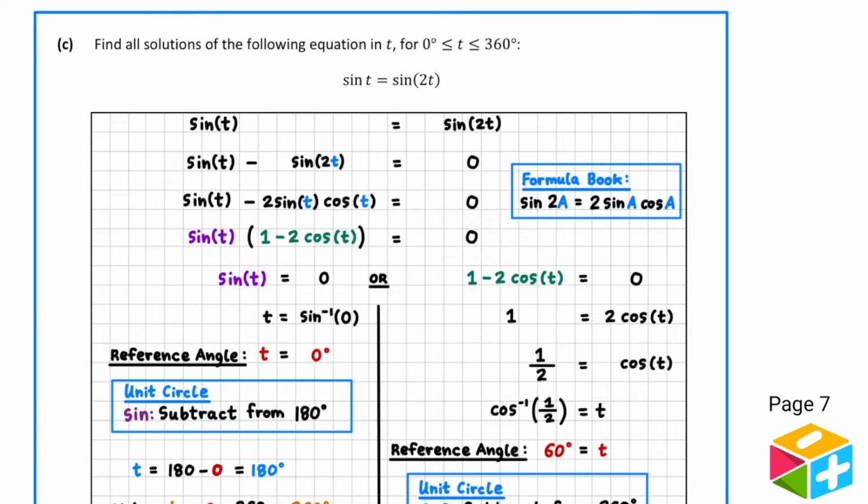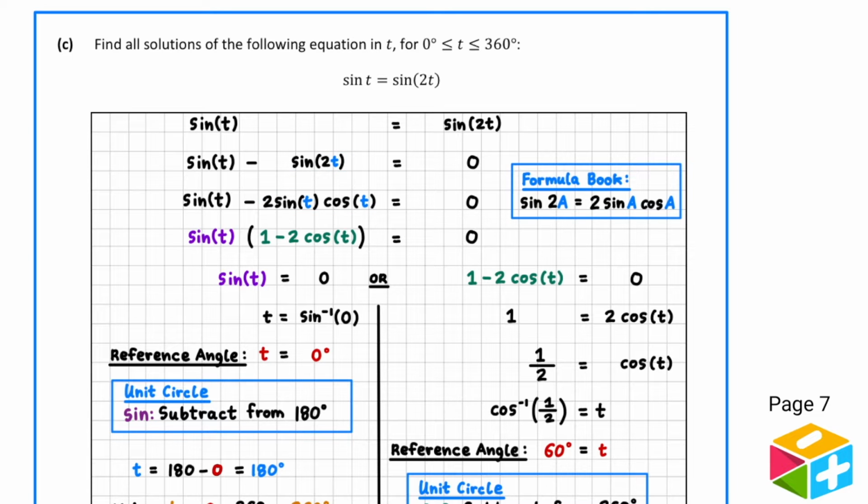Next, I'll turn to a result in the formula book which says that sine of 2a is equal to 2 sine of a cos of a. Applying this with t in the slot of the a tells us that sine of 2t is equal to 2 sine of t cos of t.